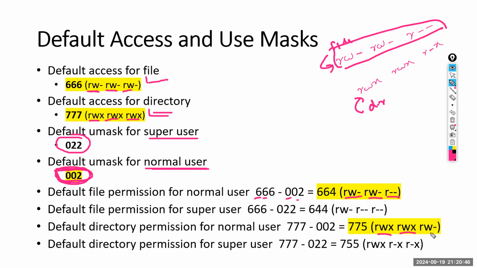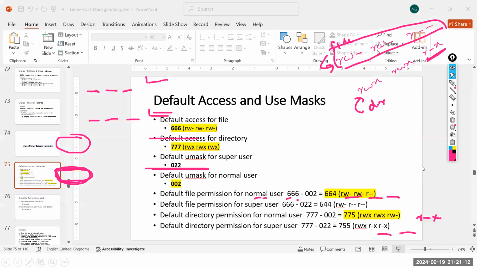there's a small mistake here. So this must be what? 7 minus 2 is 5. 5 means what? 4 and 1. 1, 2, 4. It must be read, no write, execute. Now you can see it's correct here. It's a typing mistake here. It must be read, not write, execute. So let me fix that also. That is why I shared it on WhatsApp, because I needed to fix a few issues.